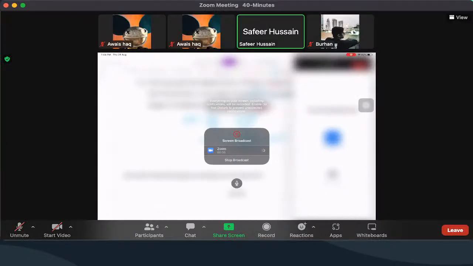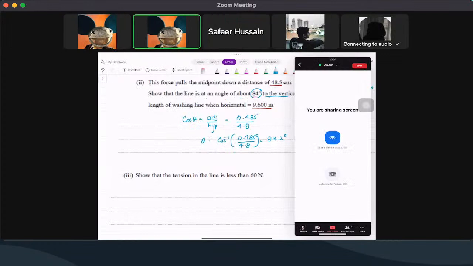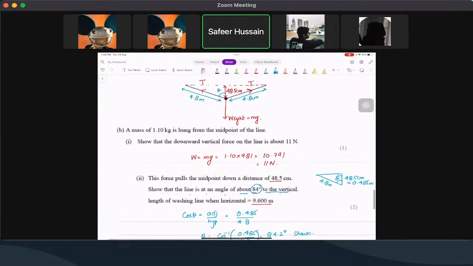Sir, I have a question before we move on. Yeah. When it says here length of washing line when horizontal is 9.6 meters, then shouldn't we choose the dotted line, the top one?